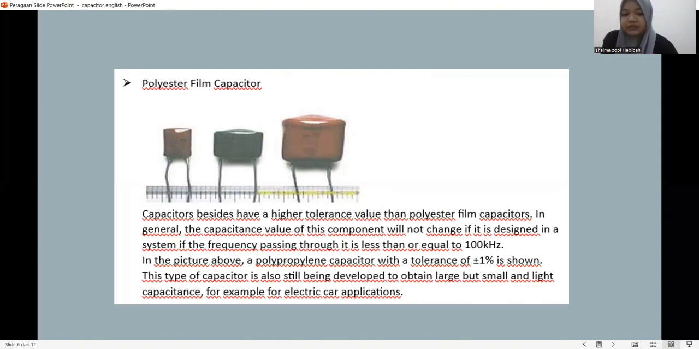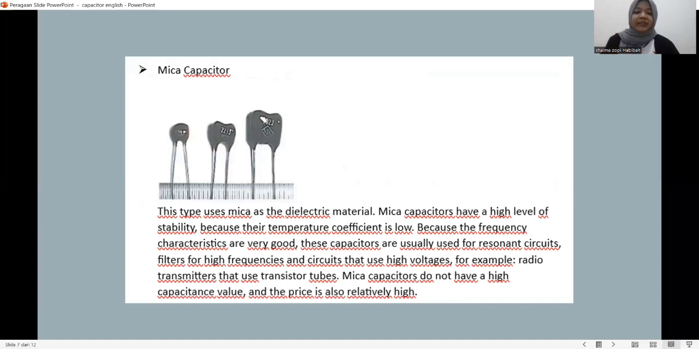In the picture above, a polypropylene capacitor with a tolerance of plus minus 1% is shown. This type of capacitor is also still being developed to be large but small and light capacitor, for example, for electric car application. Next, mica capacitor.